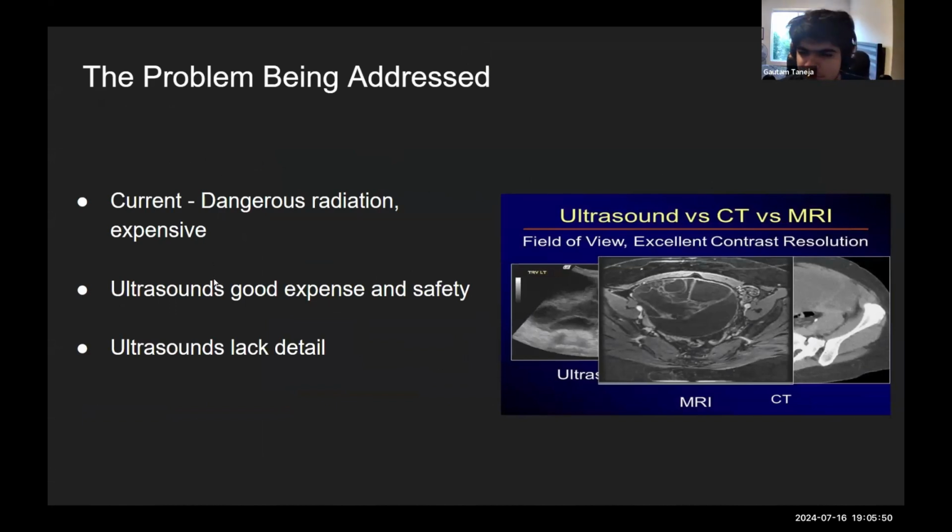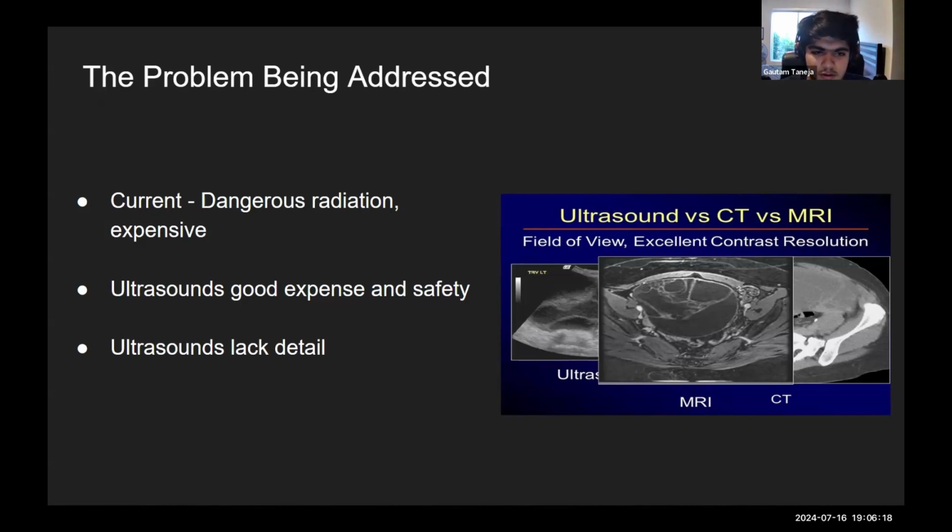So the problem being addressed is that current cancer detection models analyze X-ray images, CT scans, MRIs, etc. But these current imaging processes use radiation or other dangerous wavelengths which can cause cancer. And the chance of getting a fatal cancer from any one CT scan, for example, is about 1 in 2,000.